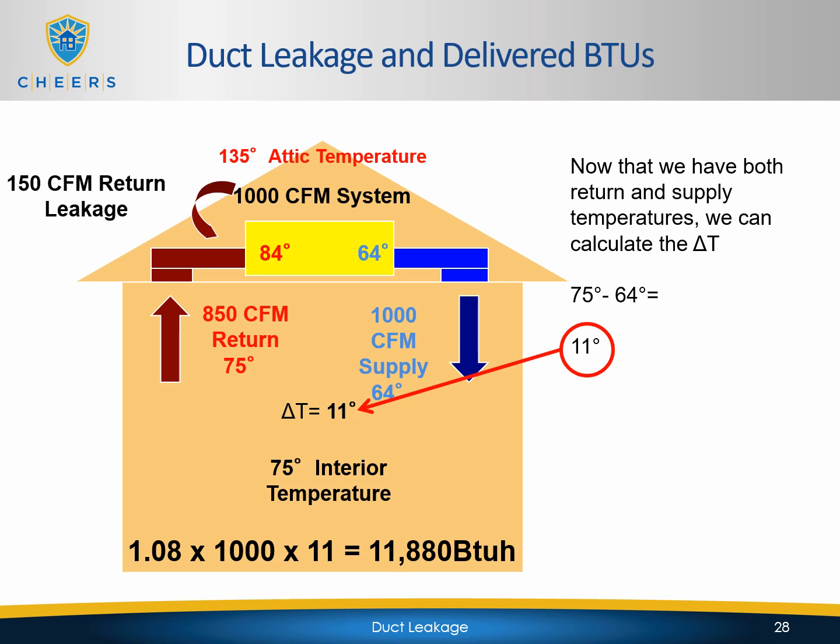So now we plug in those numbers in the formula. 1.08 times 1,000, because there's still 1,000 CFMs being introduced into the house, times 11, which is the delta T, equals 11,880 delivered BTUs. As you guys can see, the number gets lower and lower.